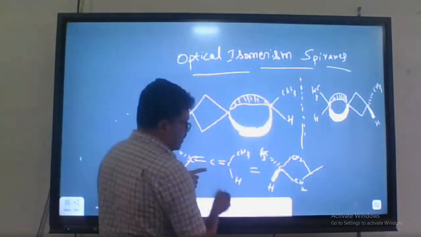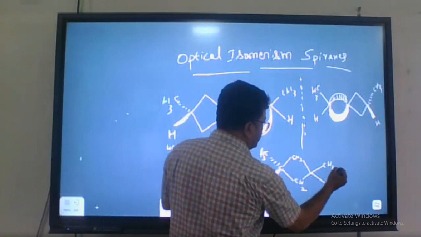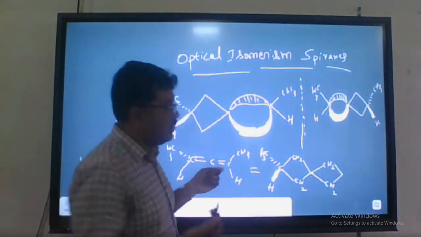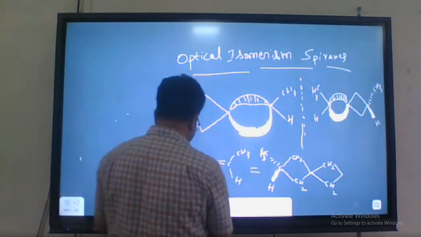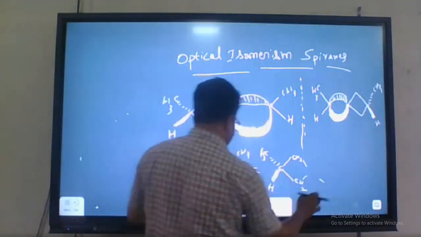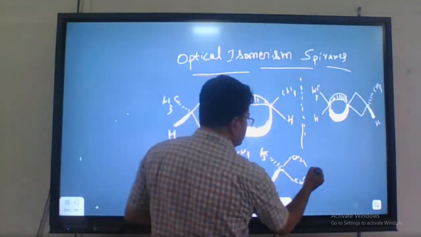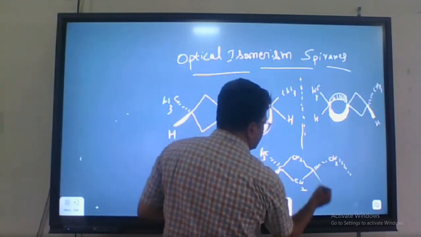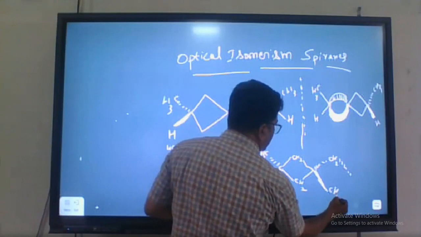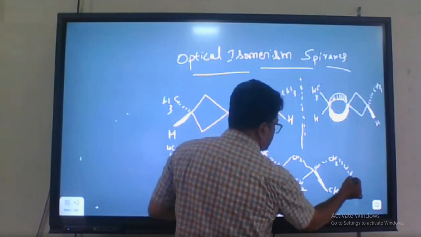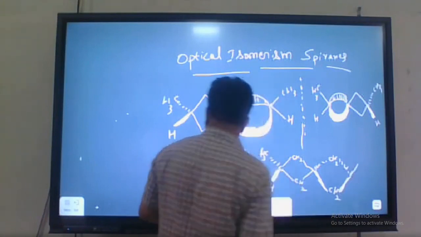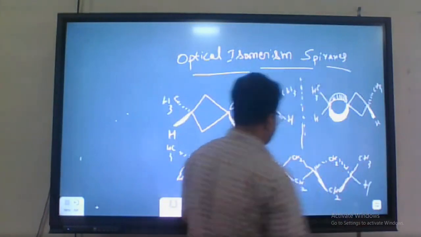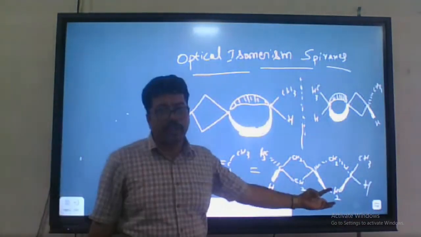Again, replace this carbon with one more ring. This is above the plane, this is below the plane. The remaining are CH3 and this H. So this is called a spirane.